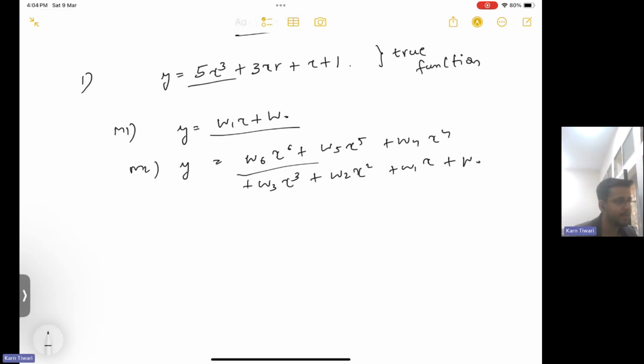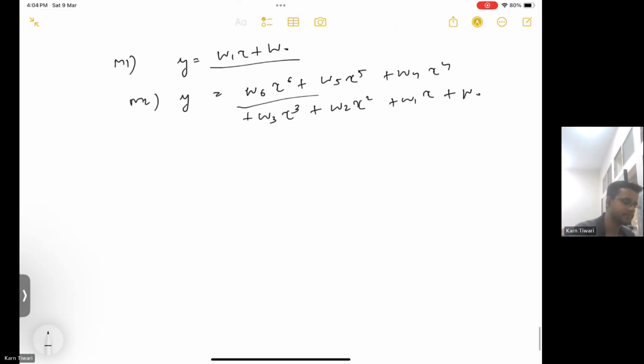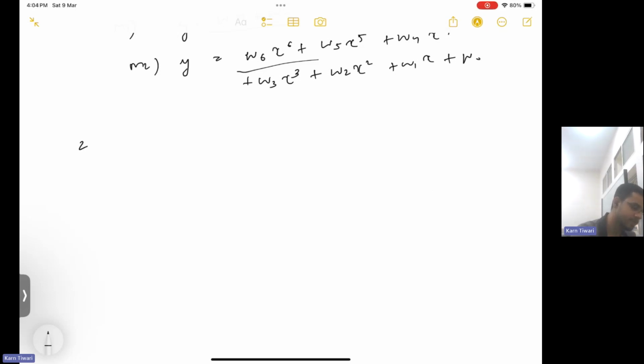Model 1 has a higher variance than model 2. No. Model 2 has a higher variance. And lastly, model 2 has a higher bias than model 1. No. So the correct answer is model 1 has a higher bias than model 2, and model 2 has a higher variance than model 1. So this was the first question.